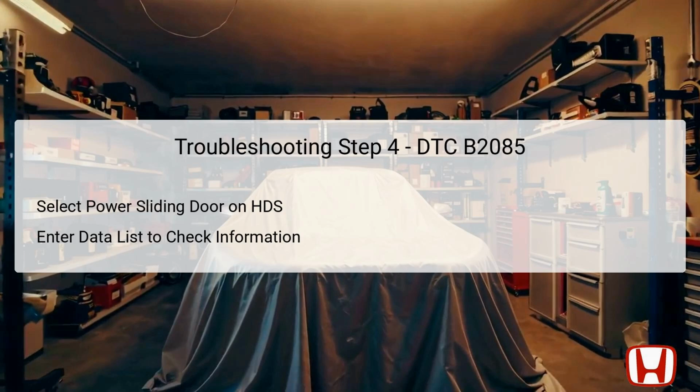This data list reveals critical real-time performance data about the power sliding door, including the on-off status of the right power slide door half-latch switch. Monitoring this information will reveal whether the half-latch switch is signaling correctly to the system when the door is in operation. Analyzing this data helps in determining the extent of the malfunction.